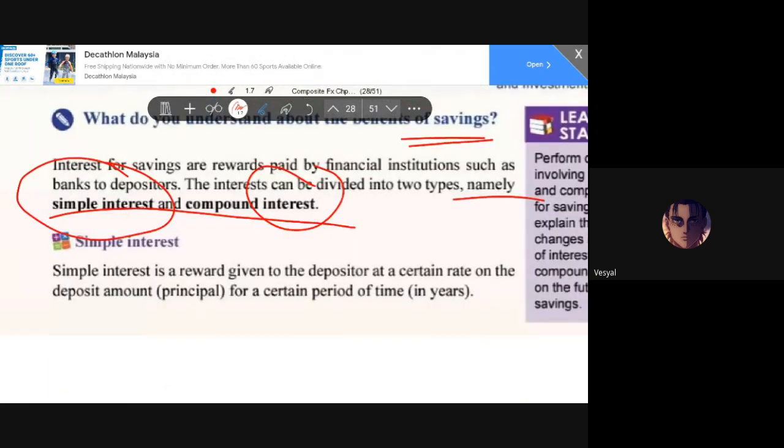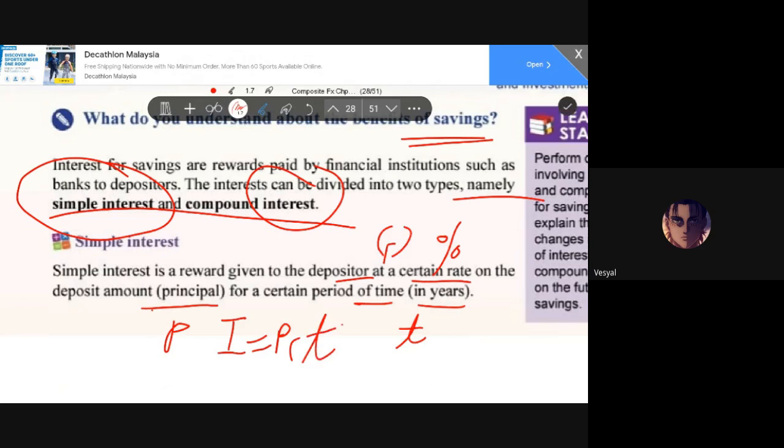Simple interest is a reward given to the depositor at a certain rate. The rate is always in the form of a percentage. This is your R value in your formula. The deposit amount is the principal, this is your P, and the period of time is T. So indirectly here, they already told you that the formula for simple interest is PRT.